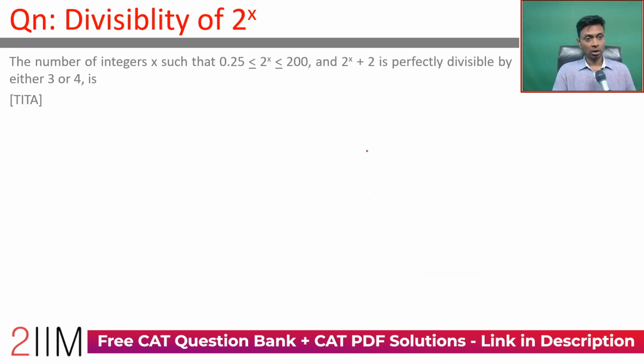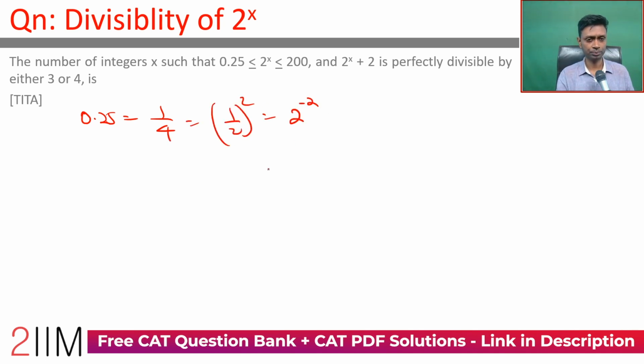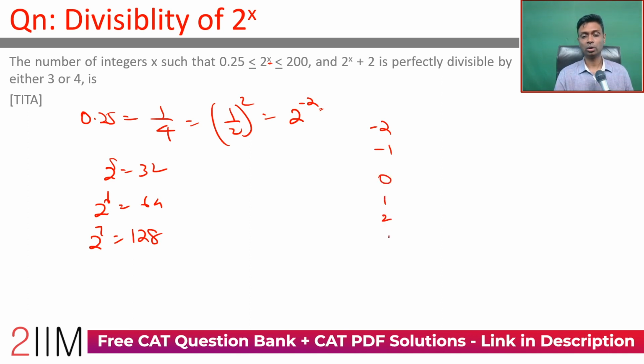The number of integers x such that 0.25 less than or equal to 2 power x less than or equal to 200. 0.25 is 1 by 4, which is 1 by 2 whole square, which is 2 power minus 2. 2 power x is less than or equal to 200. 2 power 5 is 32. 2 power 6 is 64. 2 power 7 is 128. So till 2 power 7 it will work. Beyond that it won't work. So minus 2 works for the lower bound. So minus 2, minus 1, 0, 1, 2, 3, 4, 5, 6, 7. All these values x can take.